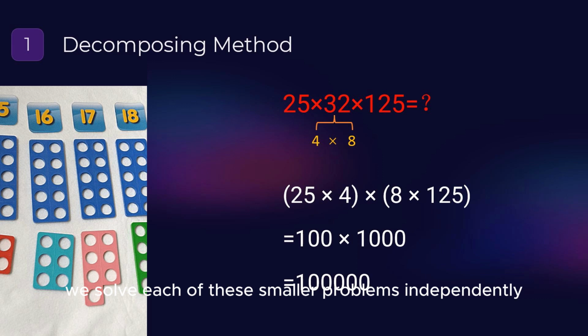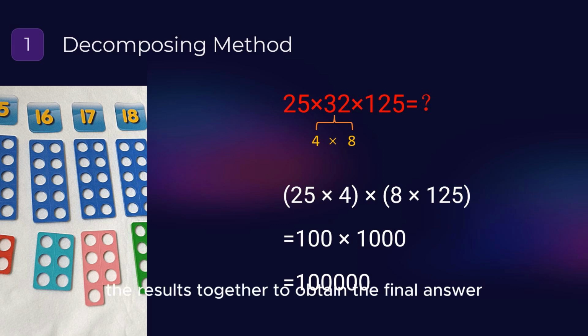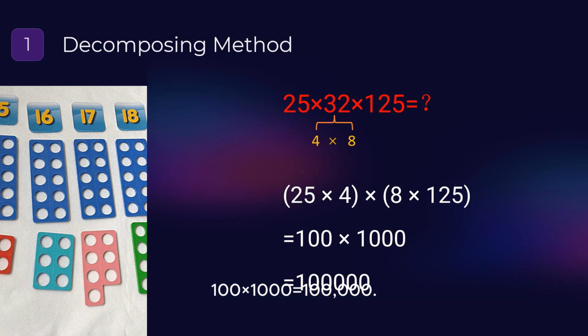Subsequently, we solve each of these smaller problems independently. 25 times 4 is equal to 100, and 8 times 125 is equal to 1000. Finally, we multiply the results together to obtain the final answer. 100 times 1000 is equal to 100,000.